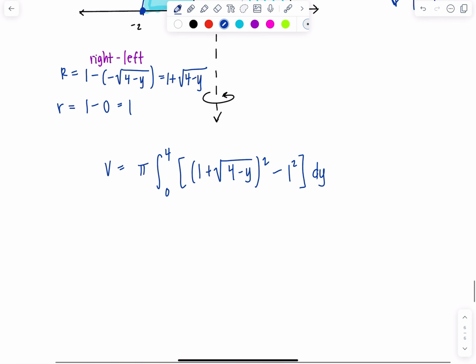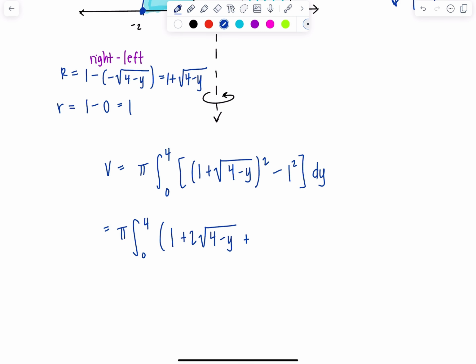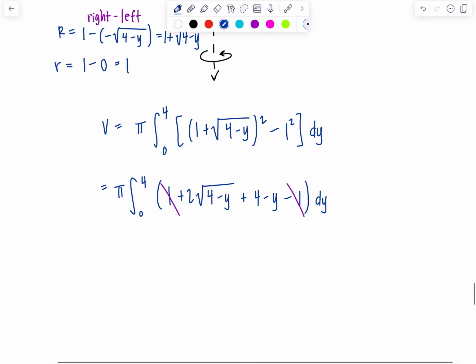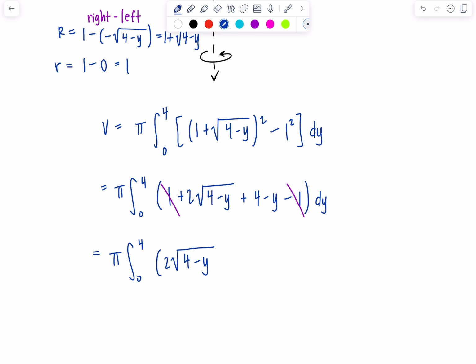Now we're going to multiply this all out. So this is pi integral 0 to 4, 1 plus 2 rad 4 minus y. And if I square the last term, that's just 4 minus y. And then I have minus 1 dy. Does this clean up more? The 1's cancel. And then I just have pi times the integral 0 to 4, 2 rad 4 minus y plus 4 minus y dy. All right.